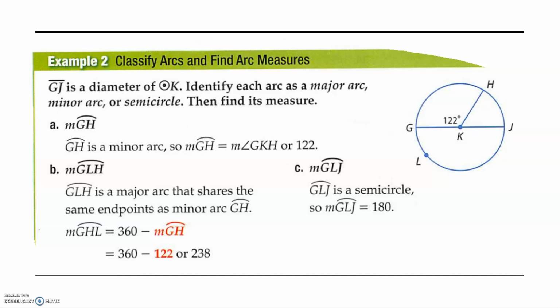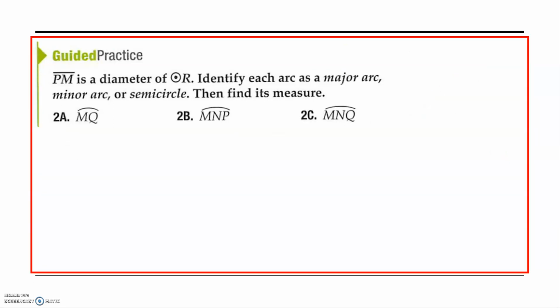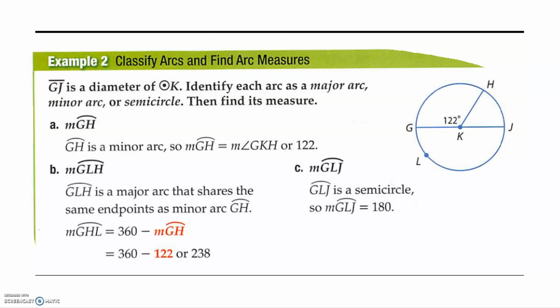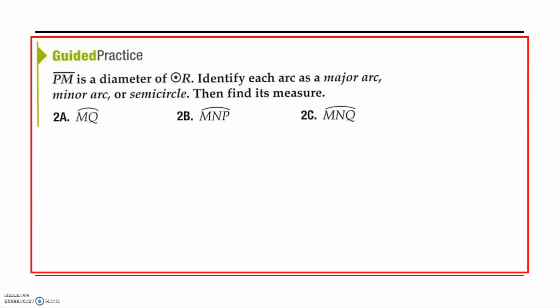Okay, so here's just an example. PM is a diameter of circle R. Identify as major arc, minor arc, or semicircle. So MQ has only two letters, so we know right off the bat that arc MQ has to be a minor arc.